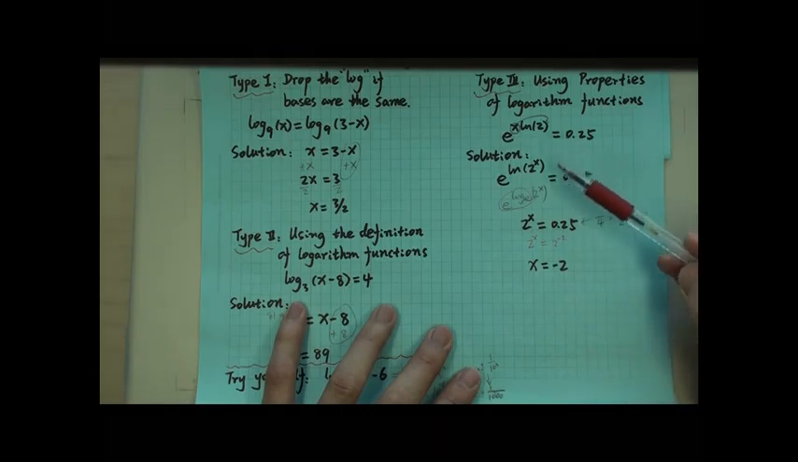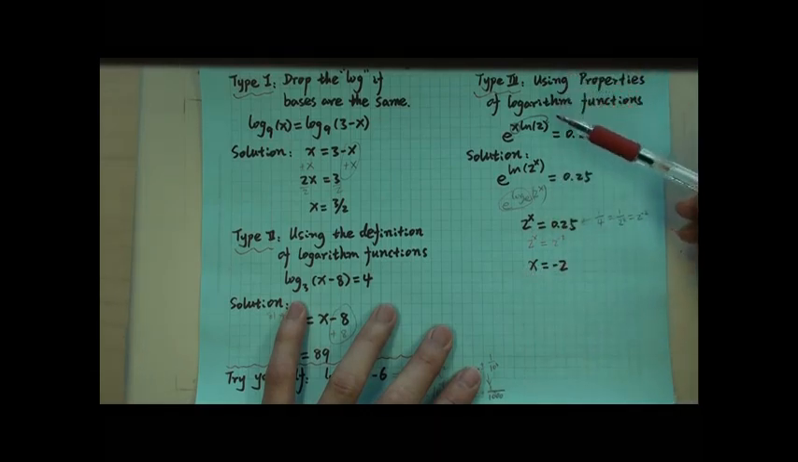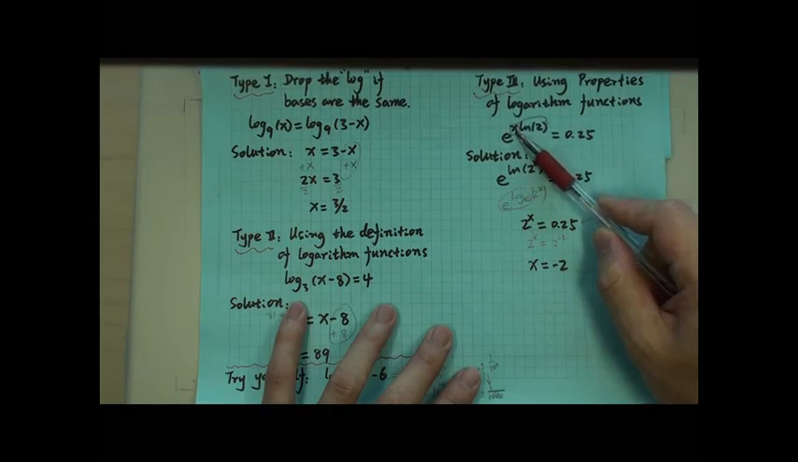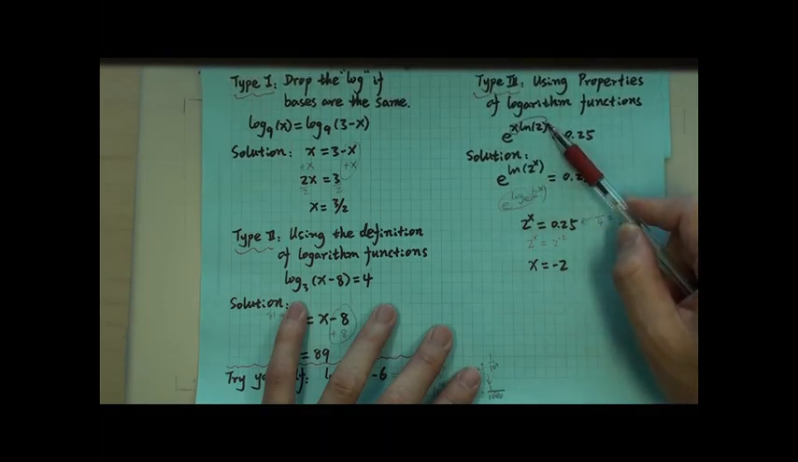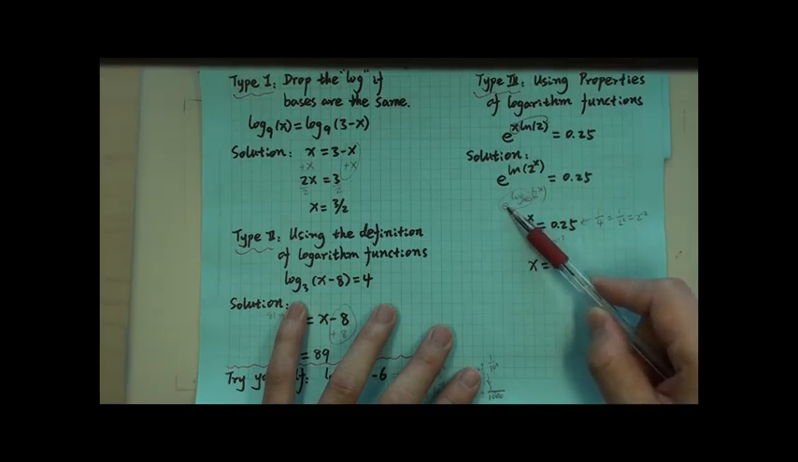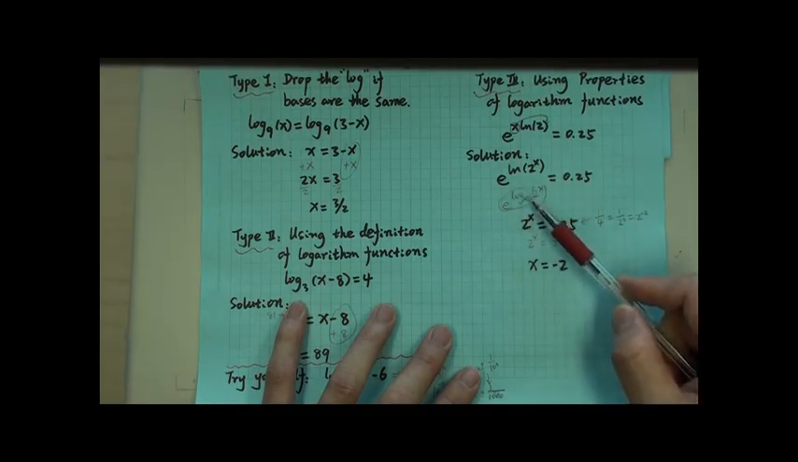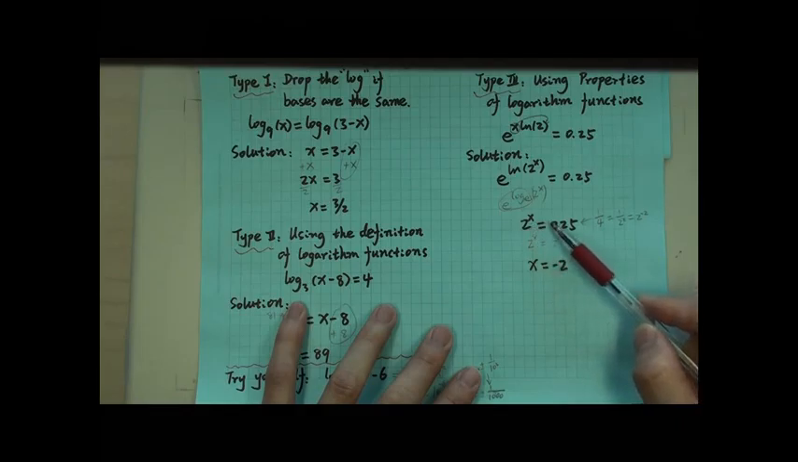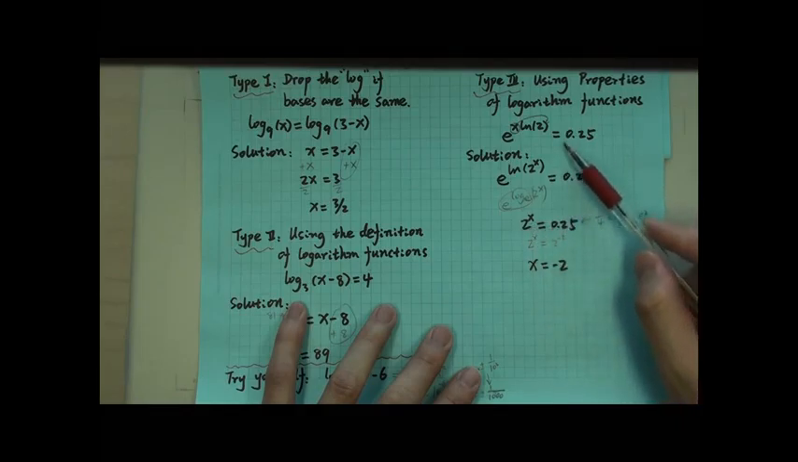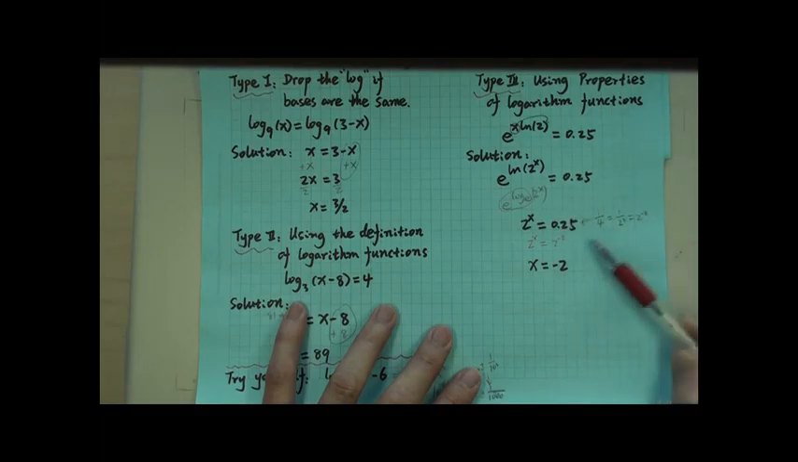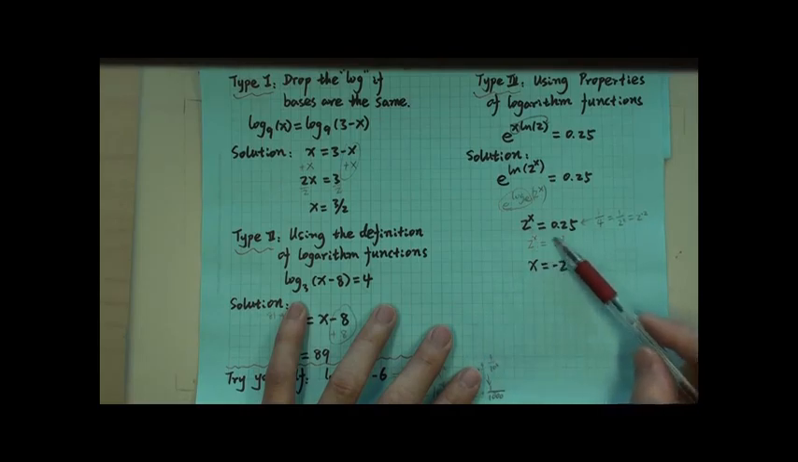That's the solution. And here there are two properties involved. One is x can be brought to the top as an exponent. Another is if the base for log is the same as the base e for the exponential function, you can cancel this part and just write 2 to the x down. That equals 0.25. So there are two properties. And then 0.25, remember, that's 2 to the negative 2. So x equals negative 2.